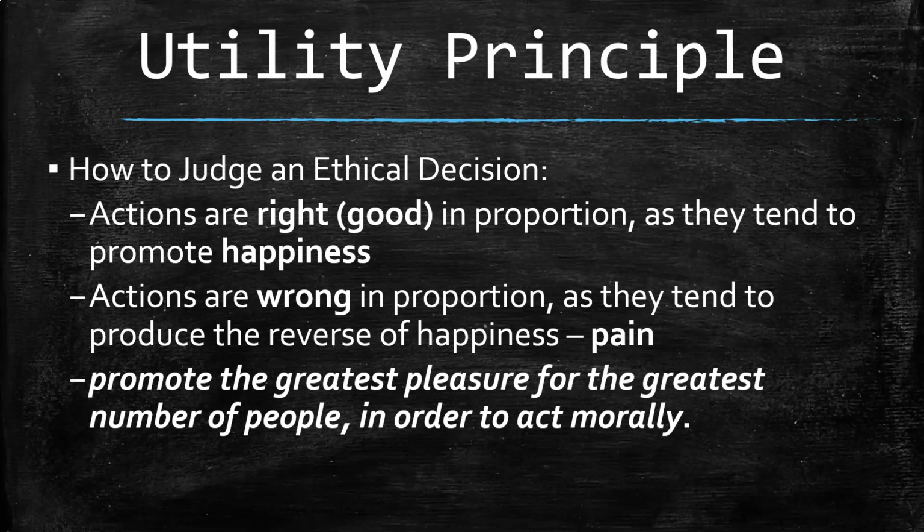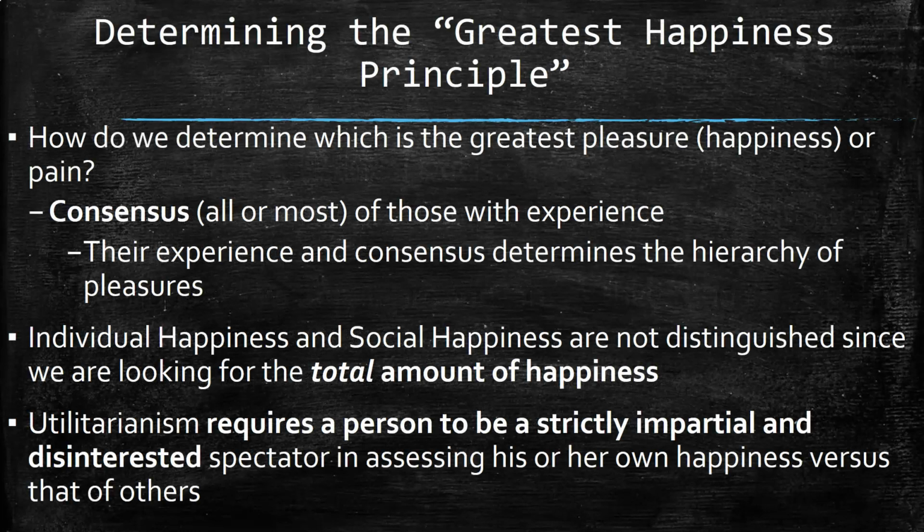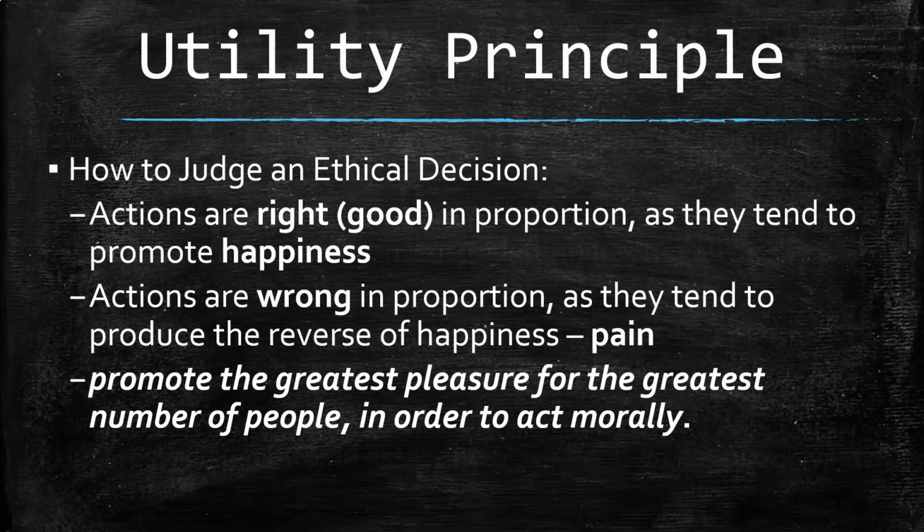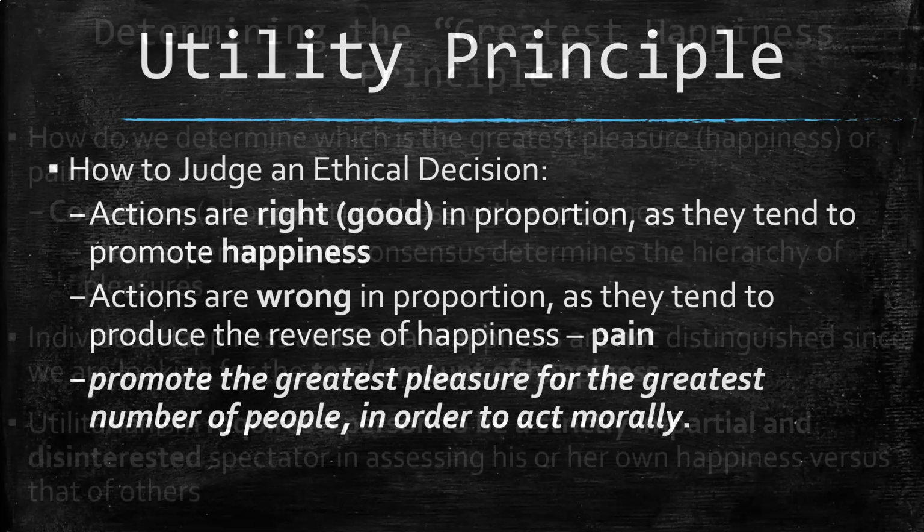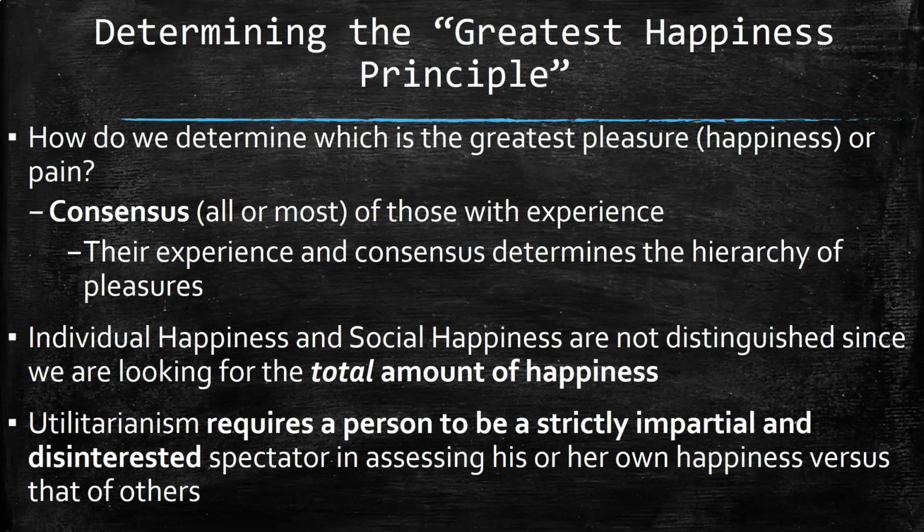So what we're looking for, again, is to promote the greatest pleasure for the greatest number of people in order to act morally. And again, in our individual decision, we have to be objective. We're not looking at what's going to make us happy. It's what's going to make the most people happy. So how do we determine this? Well, we're going to go by consensus, right? What would the majority of people want? All or most of those with experience.